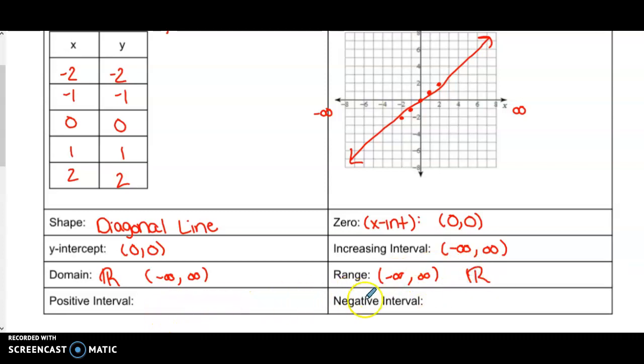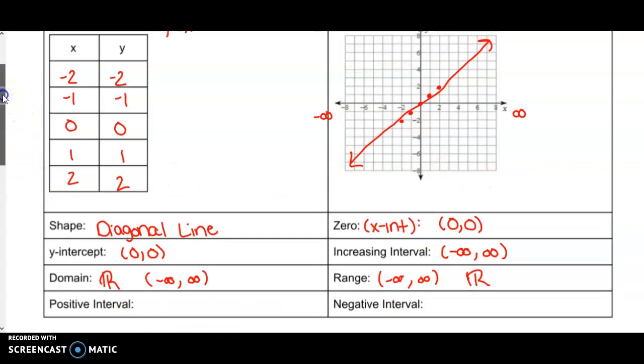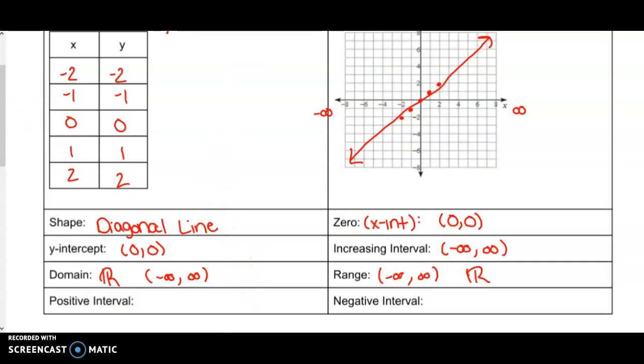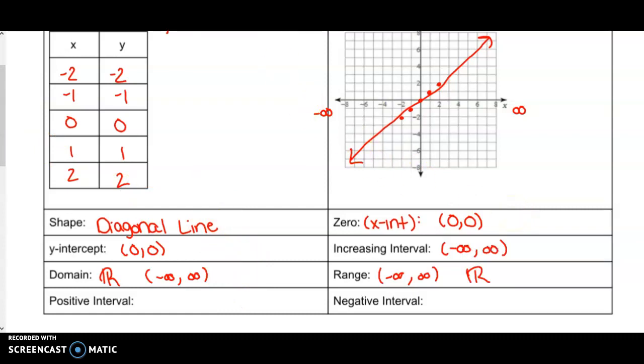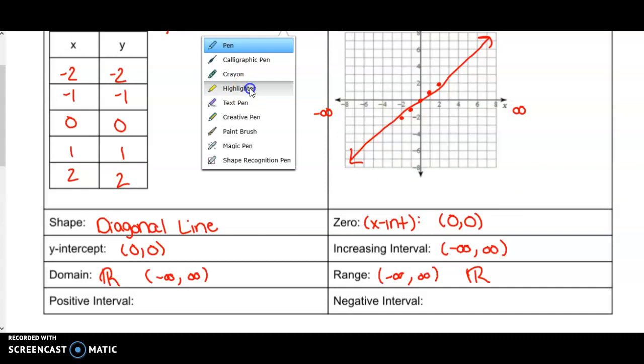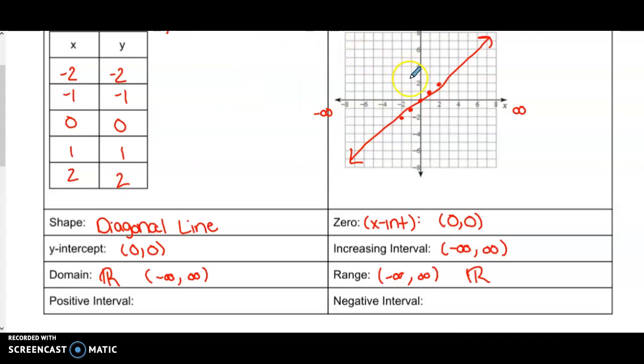All right, positive and negative interval. So this key feature has positive and negative intervals. I like to highlight: remember that positive is everything above the x-axis. So if I look at the x-axis and I look above it, that would be this piece here. So positive, we're going to go above.